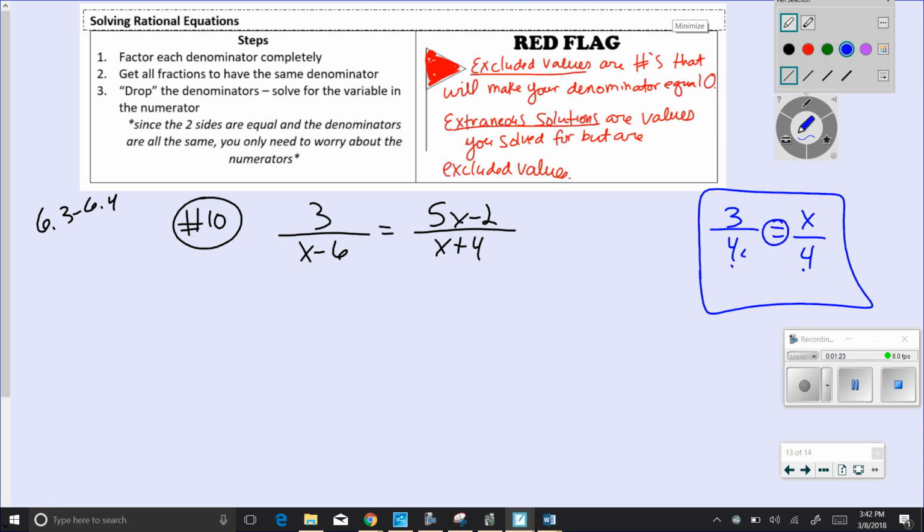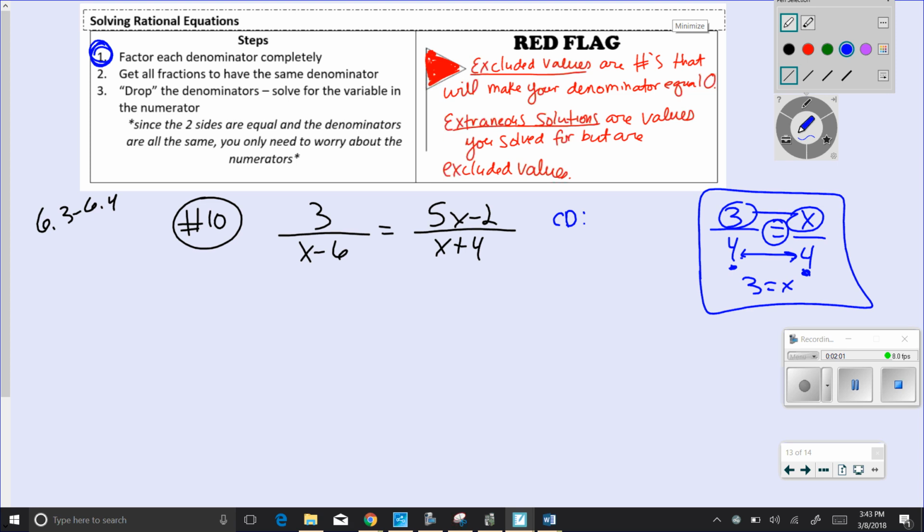Since they are equal, 4 is the exact same thing as 4, so that means that my numerators have to be equal, which tells me that 3 equals x. So in rational equations, if we have a single fraction equaling a single fraction, and we have our denominators looking the same, then we can assume that the numerators are going to be the same. So we can drop the denominators and focus on the numerators and solving for x. The first thing you need to do is figure out what your common denominator is, and in order to figure that out, you're going to have to factor.